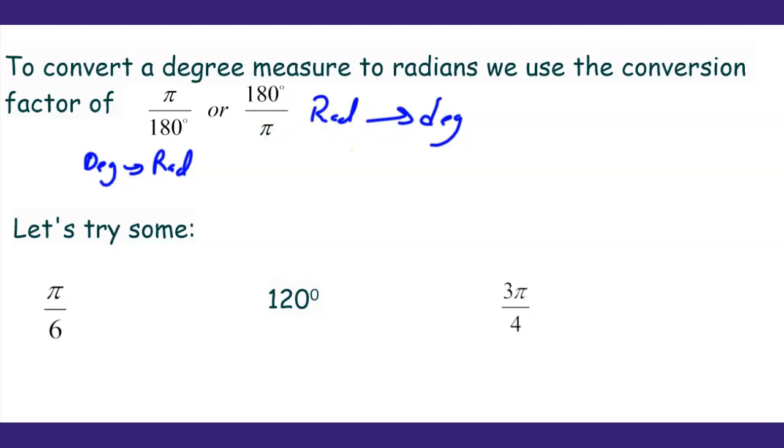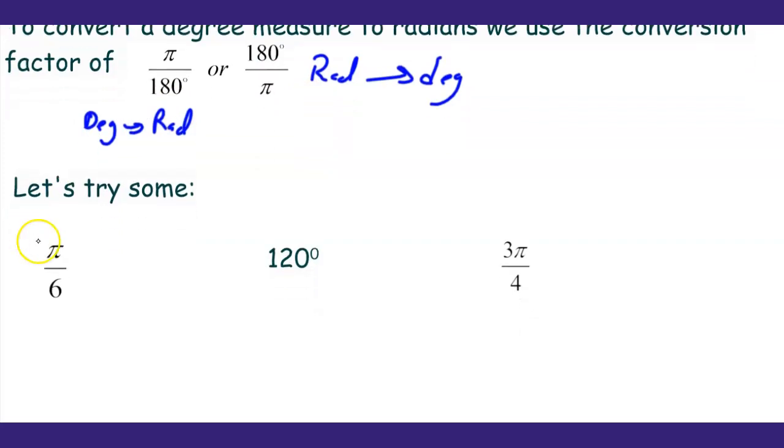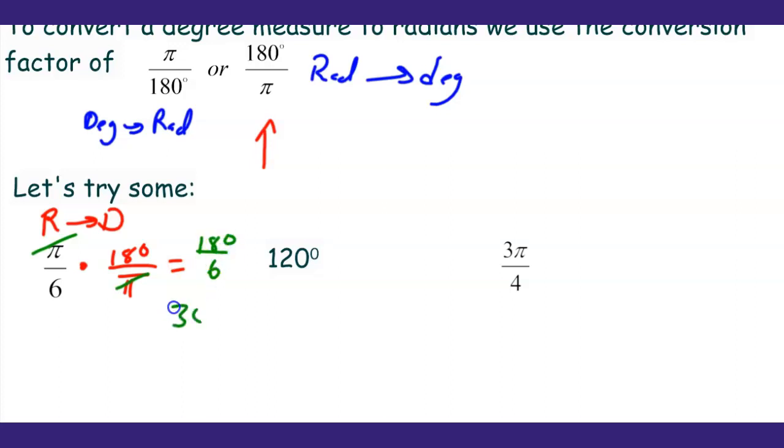And all it is, guys, in a nutshell, just look at this. This one has pi in it. That means this is a radian. So I'm going to go from a radian to a degree. It already has pi, so I want to divide out the pi, so I use this one. I multiply by 180 divided by pi. The pi will always cancel, and I'm left with 180 over 6, which reduces to 30 degrees. So pi over 6 is the same thing as 30 degrees.